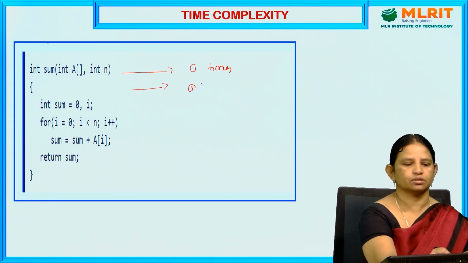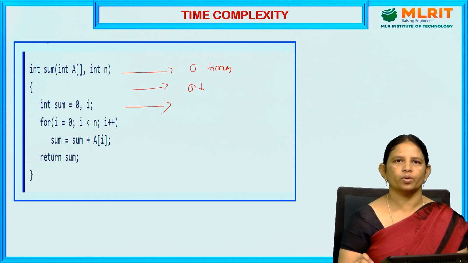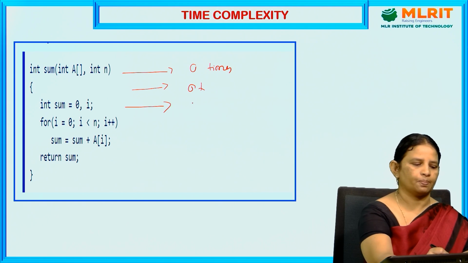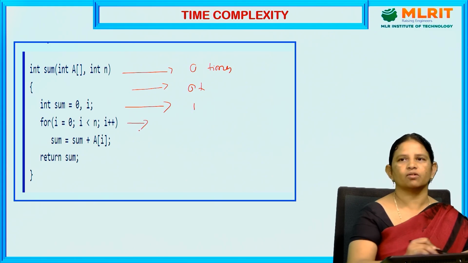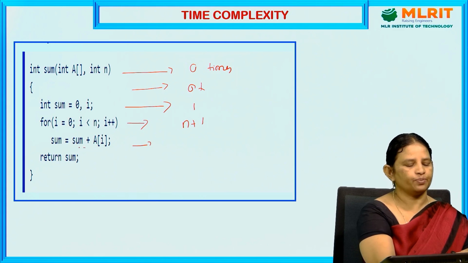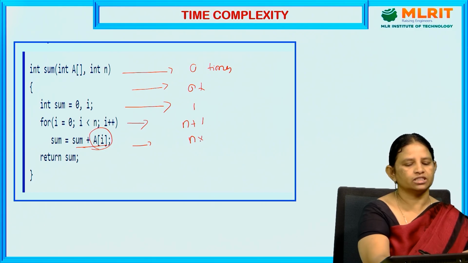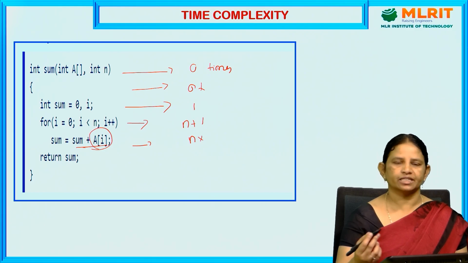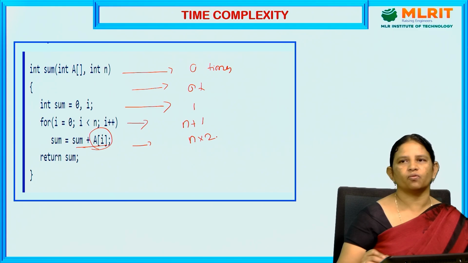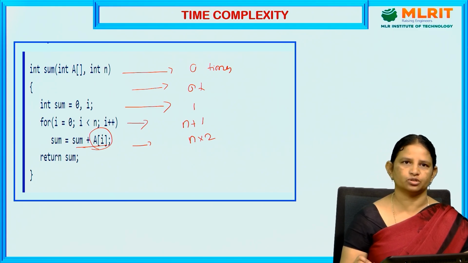0 times. Sum equal to 0, I. That means how many times can we store? Only one time. Then I equal to 0, I less than n is repeated n plus 1 times. If it is n plus 1 times, the statements written inside the body are executed n times, but we are storing an array. So for each element of the array, 2n amount of time is taken, because it is an integer variable.